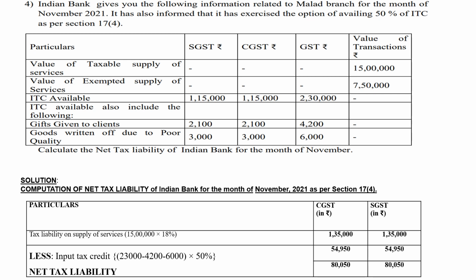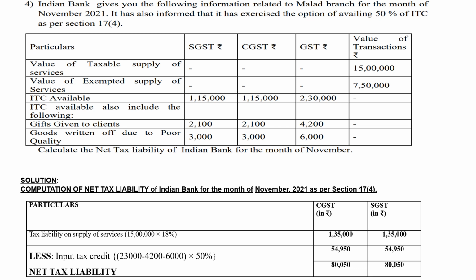The next is ITC available. Here it's 2,30,000, which includes the gift goods and goods written off, so we are going to deduct that. And why are we not taking this exempted supply? Because we are calculating the net amount of tax, we are not calculating our aggregate turnover, so we are not taking the exempted supply in our tax liability.